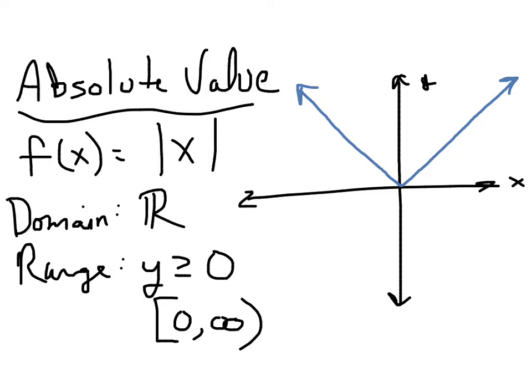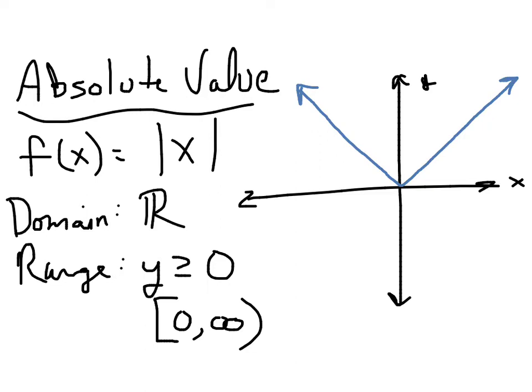I'm giving you free range, whether you want to put y is greater than or equal to 0, or if you want to put the new interval notation, that's your call. I will take either way. I just want to show you the interval notation now so that when you get off to college, you've been exposed to it. But again, anytime you see the V, that's absolute value. Everybody okay with absolute value?